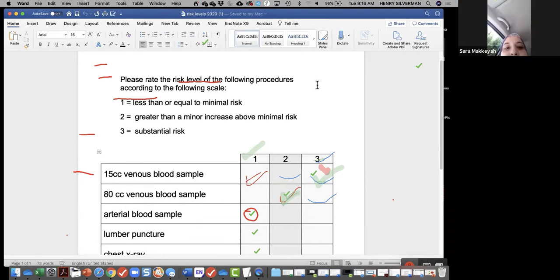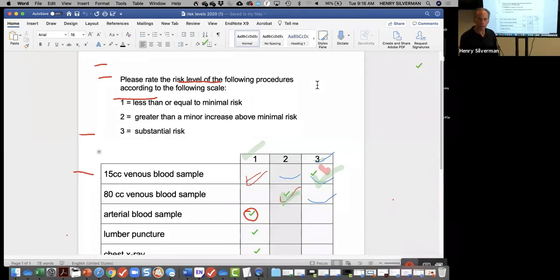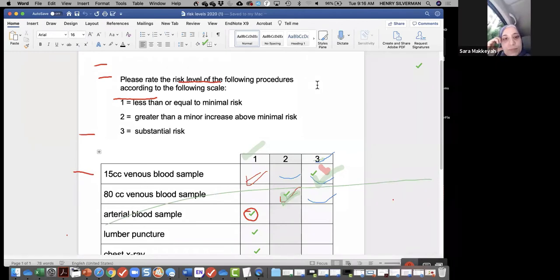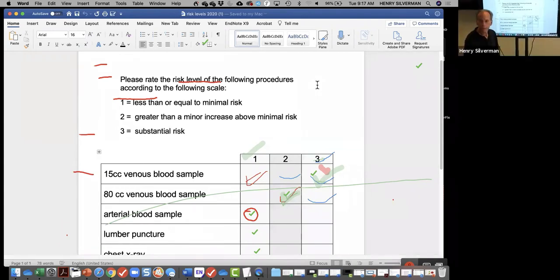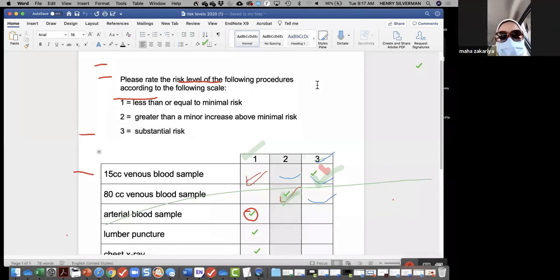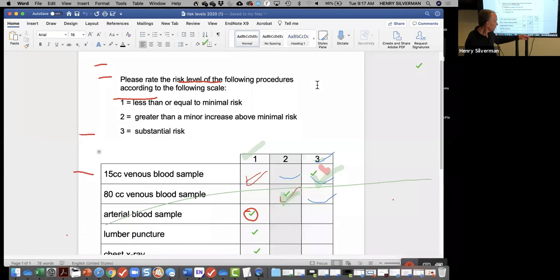I would say greater than minor. Minor increment. Okay, 2. All right. Other thoughts? I would say 2. I think it's 2, greater than minor. Okay. All right. Other thoughts? We have 8 people on this presentation. I'm not hearing many people.